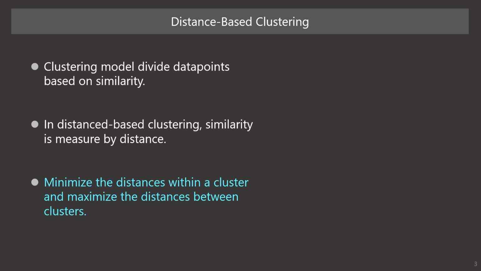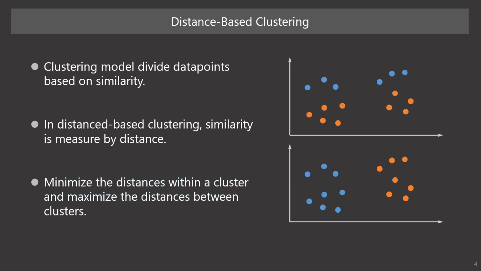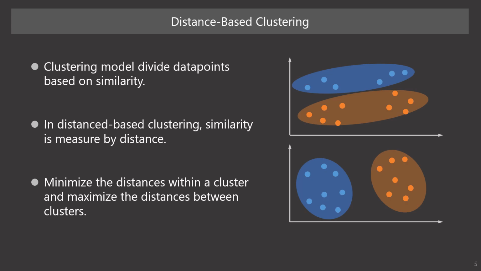A distance-based clustering model optimizes the clustering by minimizing the distance within a cluster and maximizing the distances between clusters. For example, as depicted in these figures, we can cluster the same data in different ways. But as we can see, the lower plot achieved smaller within cluster distance and a larger between cluster distance. So, the lower plot is the better clustering.